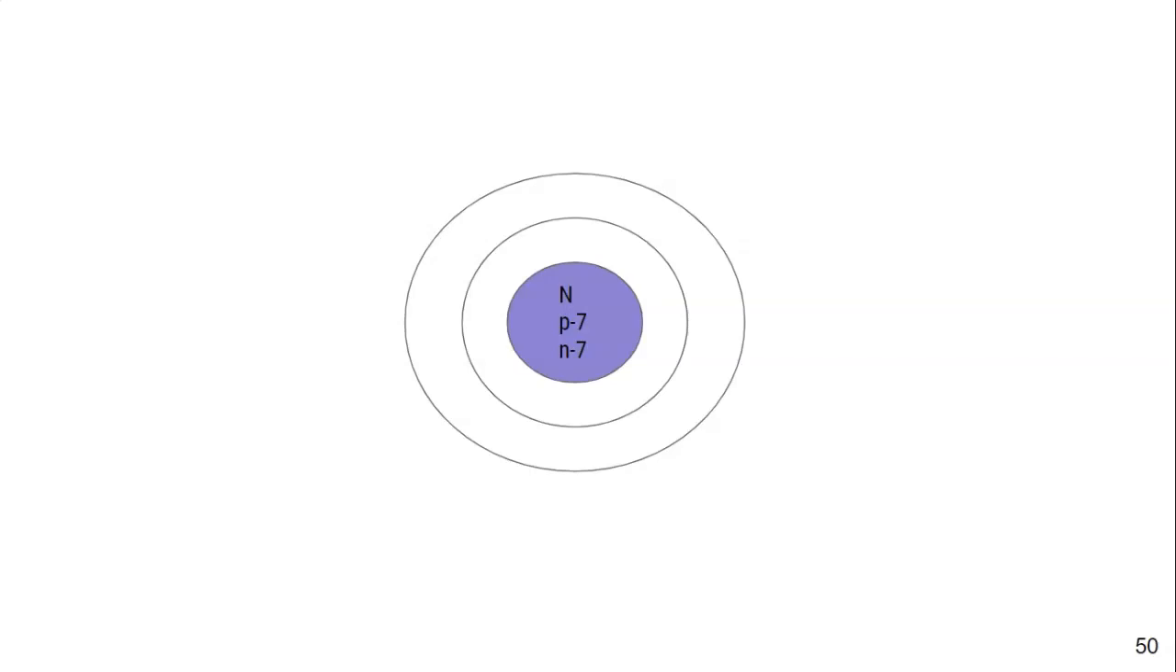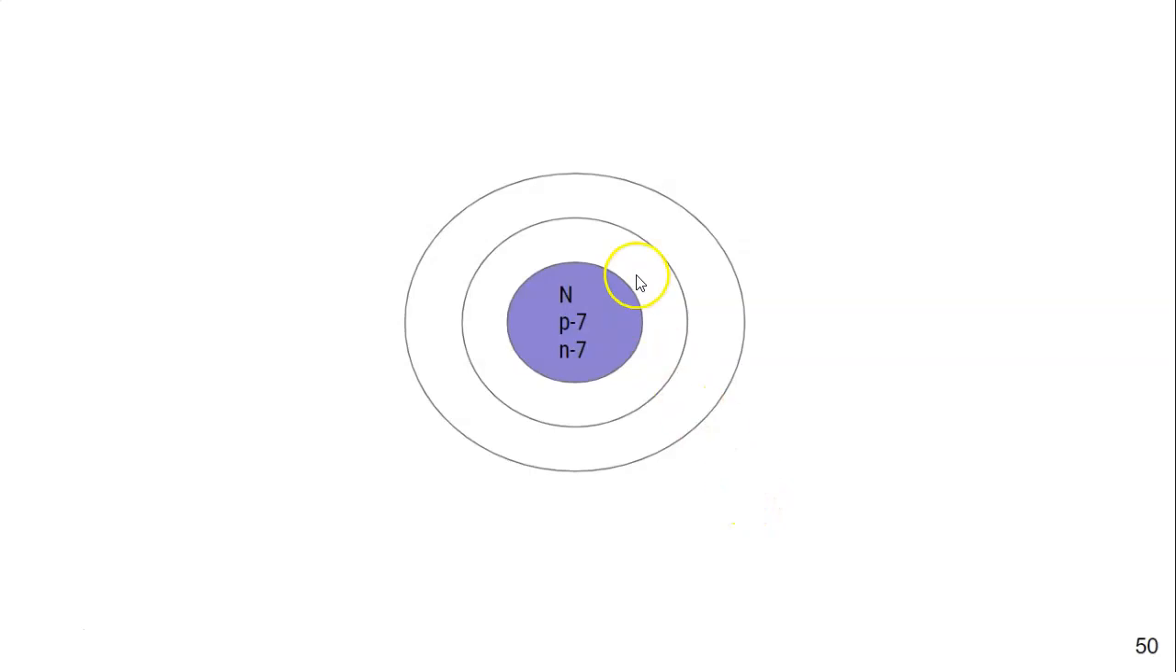Remembering, periods are the ones that run all the way across the periodic table. I'm going to go back to my periodic table and I'm going to look and see that nitrogen is in group 15. I'm going to ignore the 1 in front of the 15 and look at the 5. That 5 tells me I need to have 5 valence electrons on the outside of this picture.